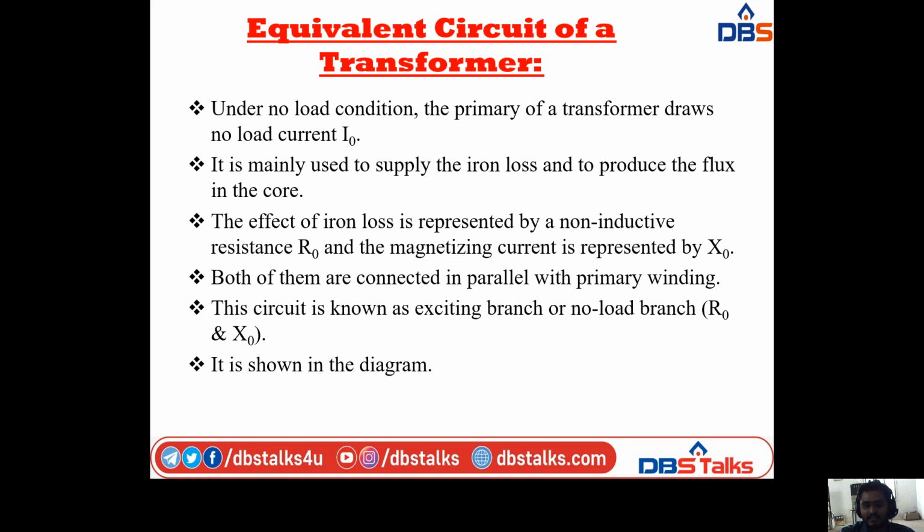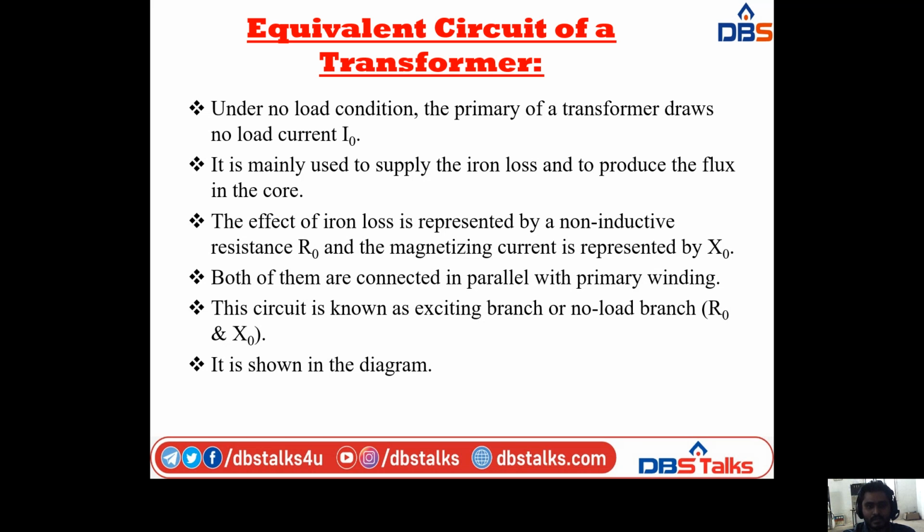In that one, R naught connection gives the effect of iron loss, is represented by a non-inductive resistance R naught, and the X naught, that is parallel to the R naught, gives the magnetizing current, that is I mu. Both of them are connected in parallel with the primary winding. If you observe the diagram, the R naught and X naught connection is connected parallel to the primary winding. So this circuit is known as exciting branch or no load branch, that is R naught and X naught.